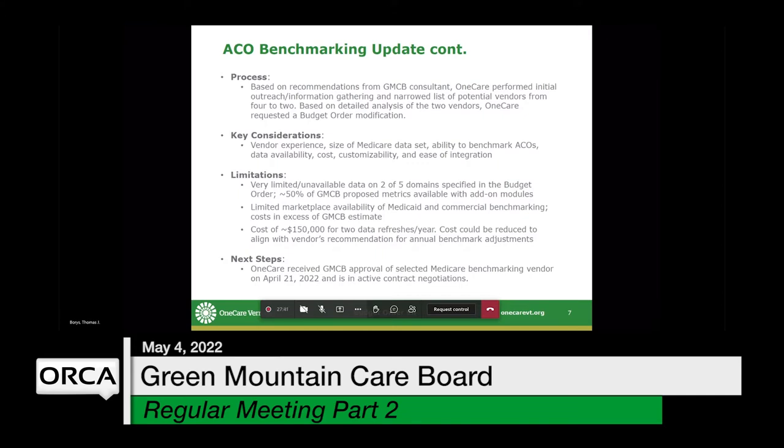As far as the next steps go, we have received Green Mountain Care Board approval of our desired vendor, and we are in active discussions with them to finalize the agreement, arrangement with them, and get the work started. So hopefully in the summer, we'll have some first looks at data.